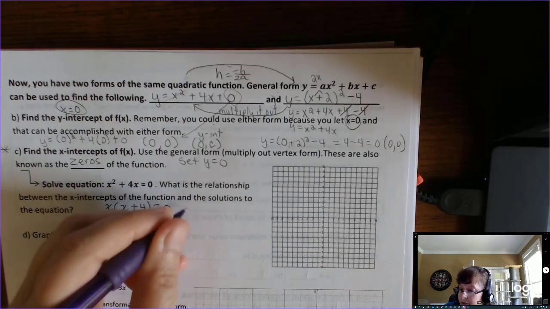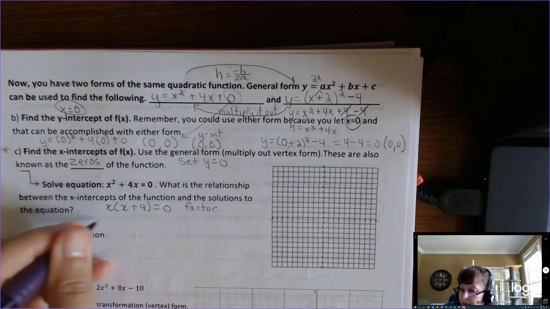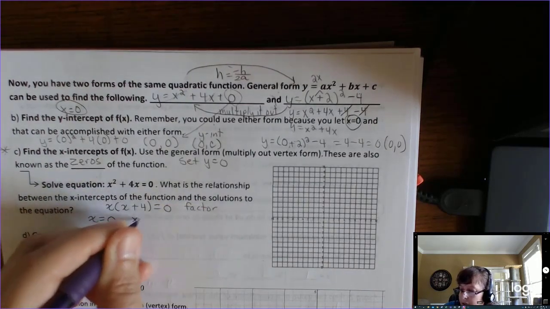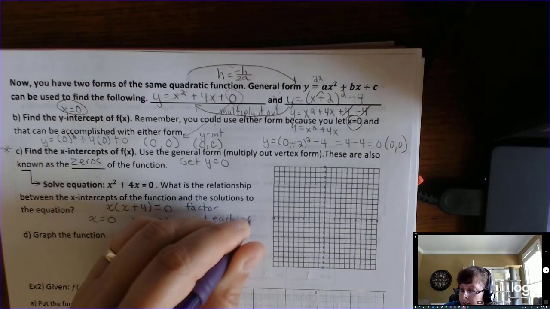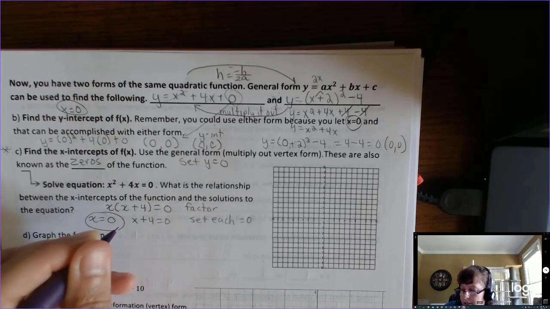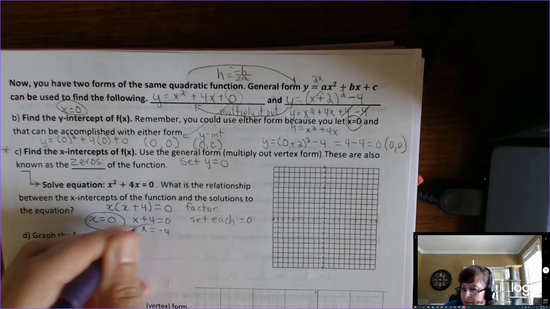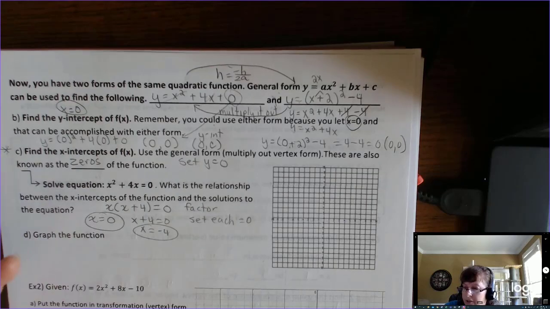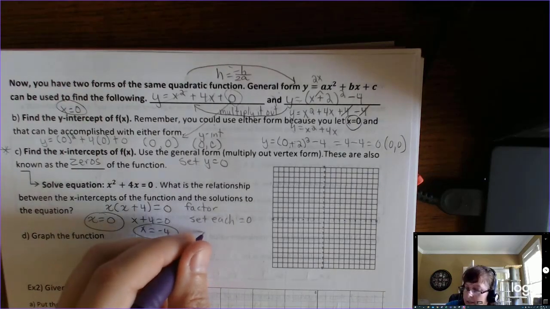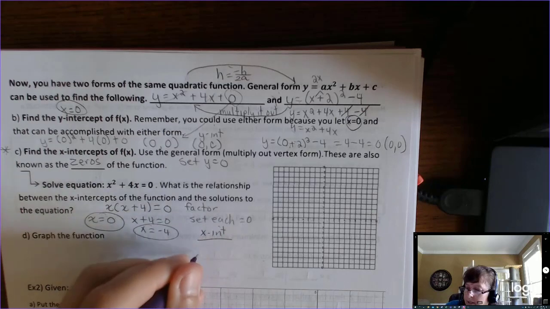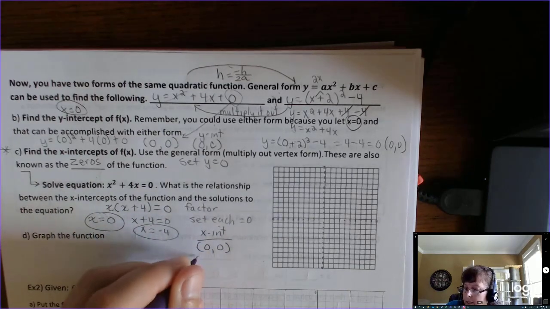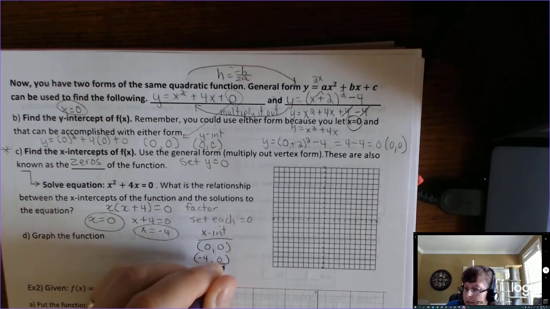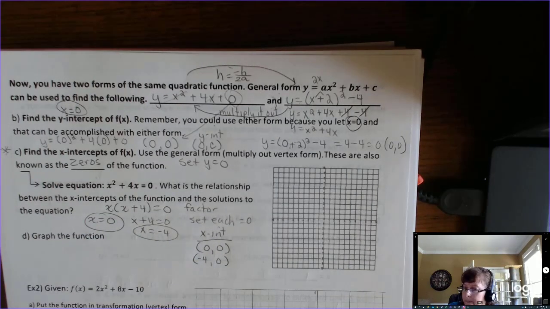Alright, once you factor it, remember you set each factor equal to 0. So x equals 0 or x plus 4 equals 0. So x equals 0 is one zero, and x equals negative 4 is another zero, also known as x-intercepts. So let's write them as x-intercepts, ordered pairs. So we have (0, 0), because we set y equal to 0, or (-4, 0). Those are my x-intercepts. Okay, needed standard form to do that.